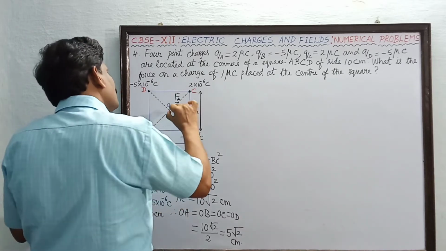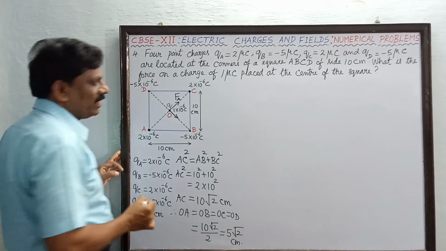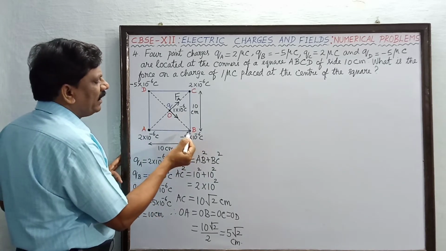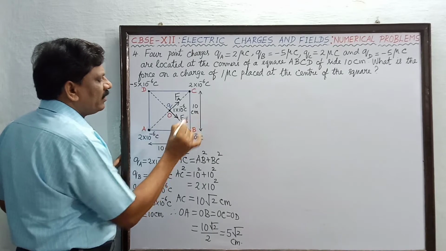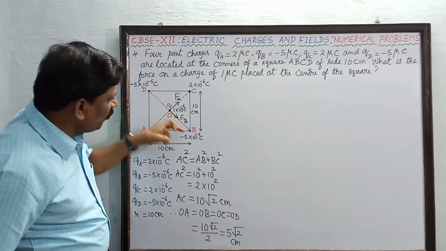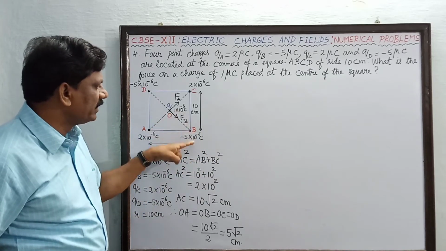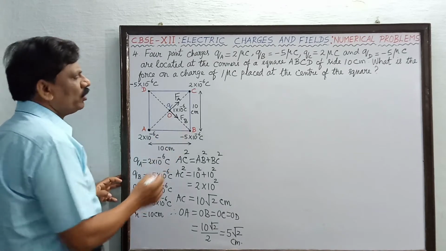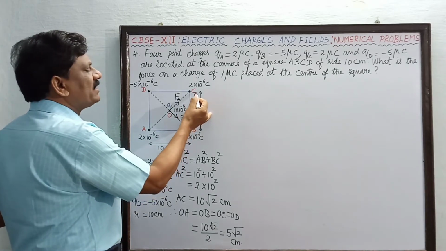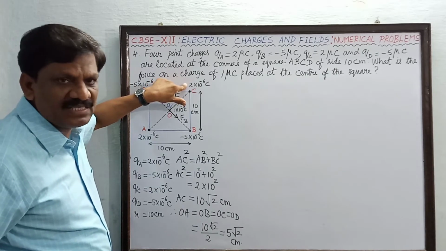Now the force acting on the middle charge due to the charge located at B. This is FB, acting from O towards B. It is attracting the positive charge of 1 microcoulomb because they are unlike charges. Similarly, look at the charge located at C. It is a positive charge, 2 microcoulomb.